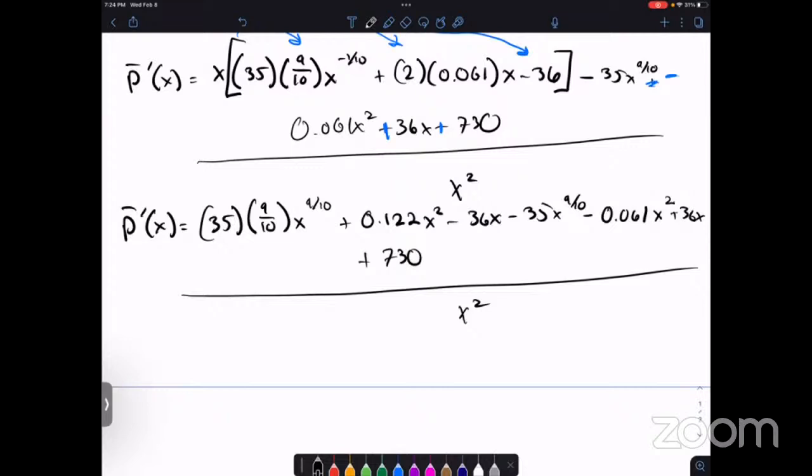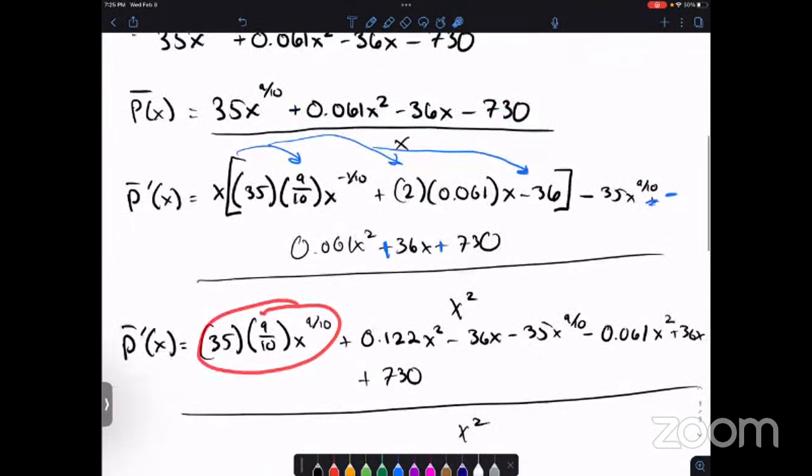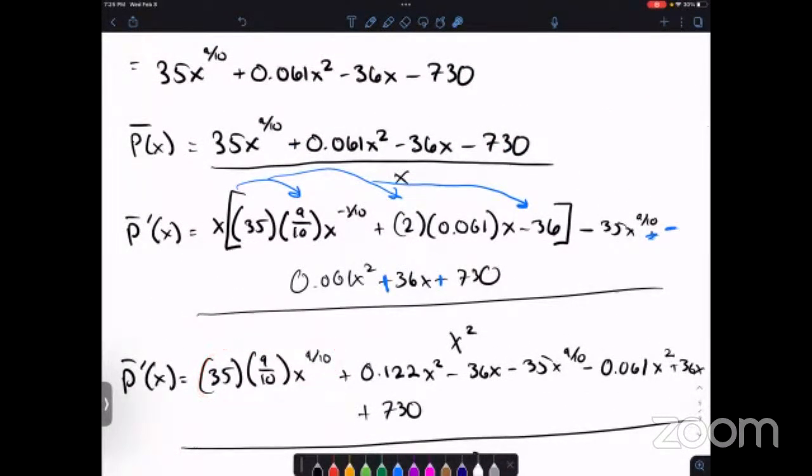Yeah, also, Professor, where'd you get the 35 times 9 to the 10th? I mean, 9/10. This guy right here? No, the other one. It's 35 times 9 to the 10th. This one? Yes. Let's see. Let's go back. So when we applied the quotient rule, bottom times the derivative of the top right here, when we took the derivative of this guy, the 9/10 comes down and we subtract 1, and that's where all of this came from.